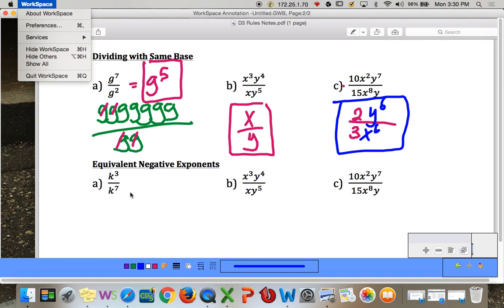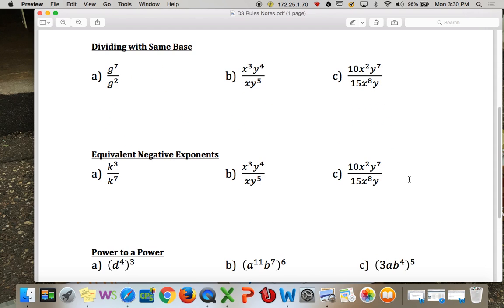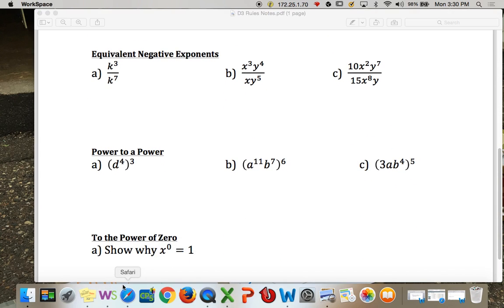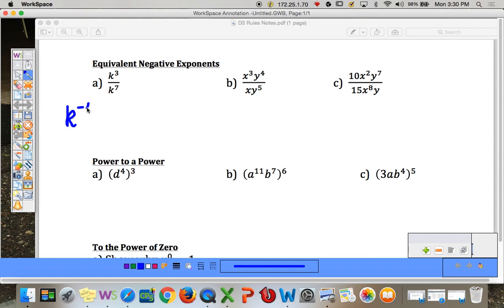And my workspace quit, so let me restart. Equivalent negative exponents. So we went over that rule. If they have the same base and they're being divided, you can subtract. So this is the same as k to the negative 4th. But we learned from crossing off that this is the same as 1 over k to the 4th. So if it's a negative exponent, you can make it positive by flipping it to the opposite spot. If it's in the numerator, flip it to the denominator. If it's negative in the denominator, flip it to the numerator.